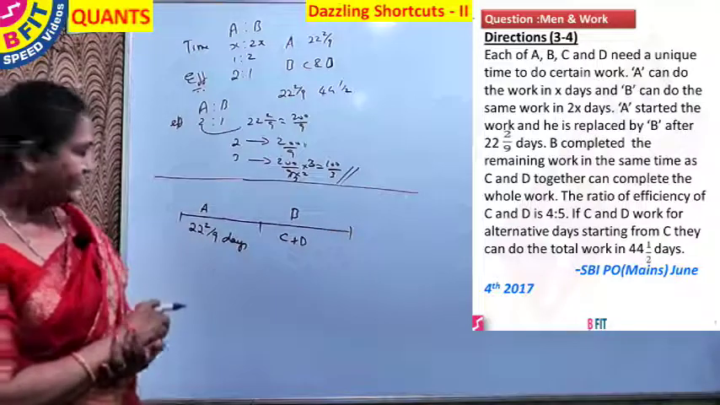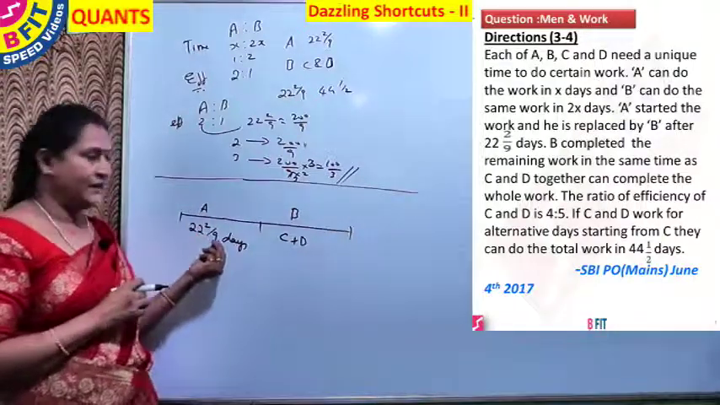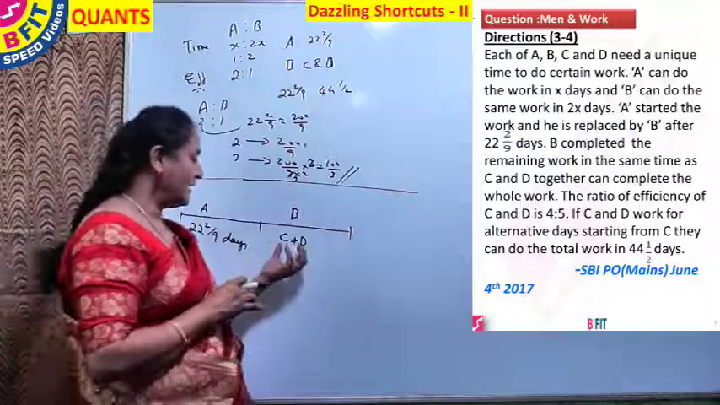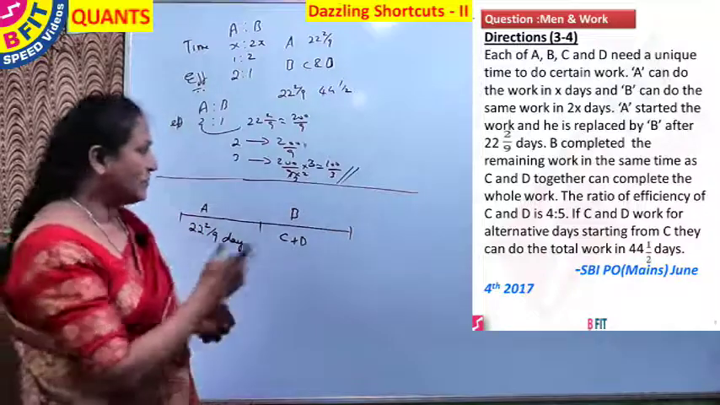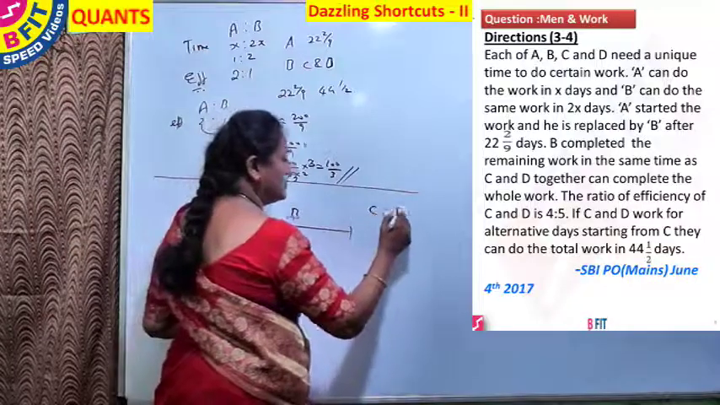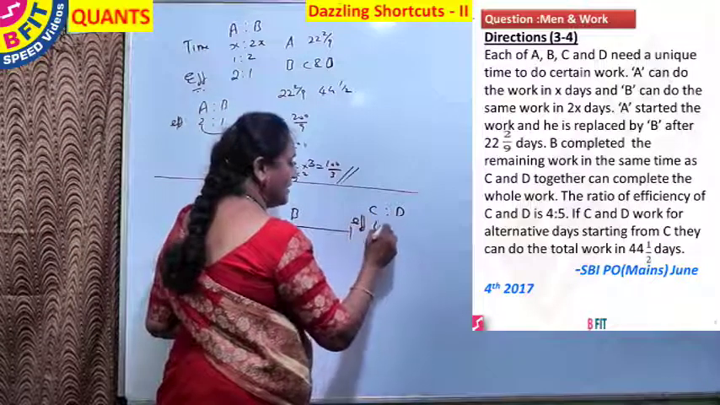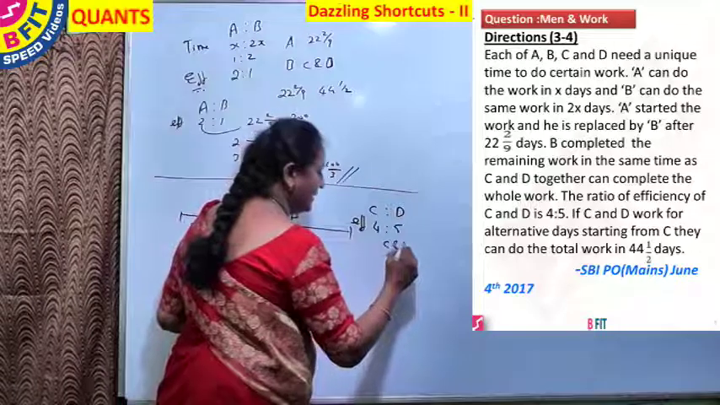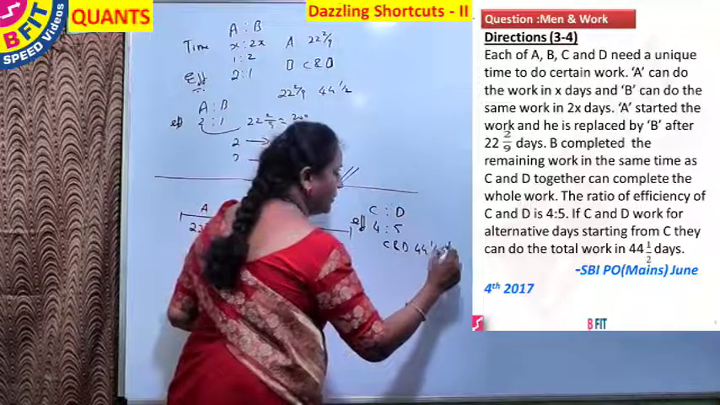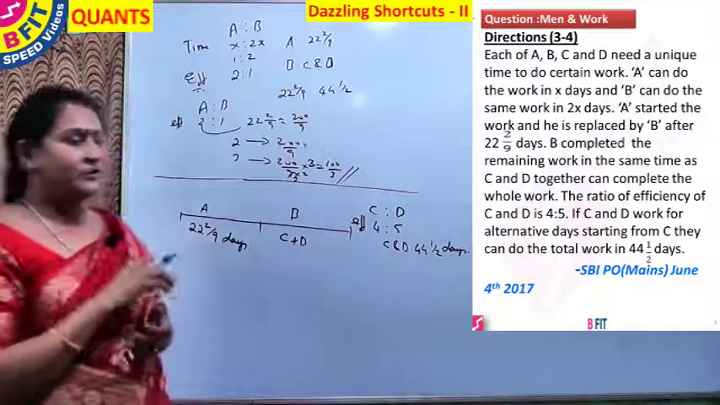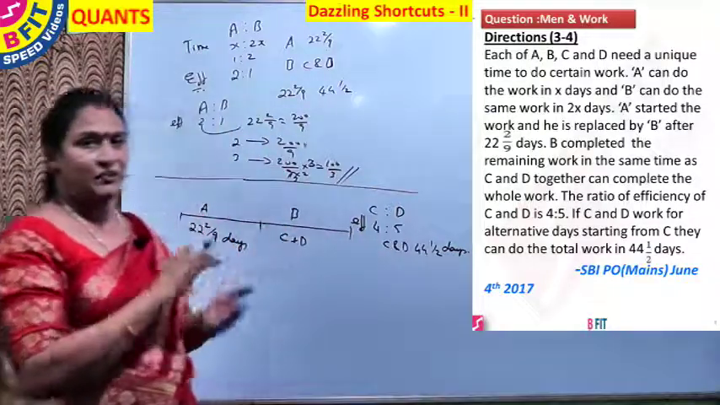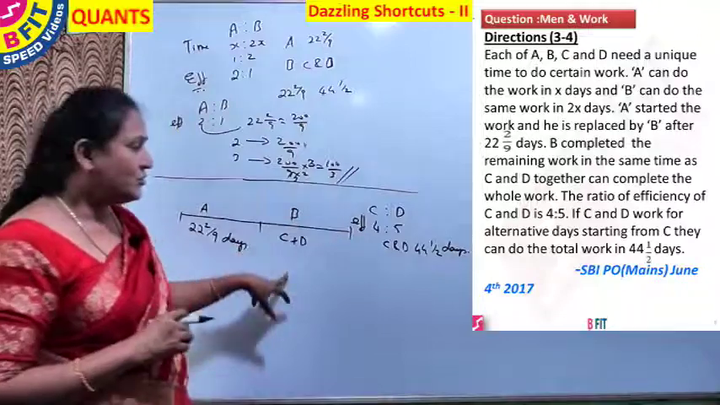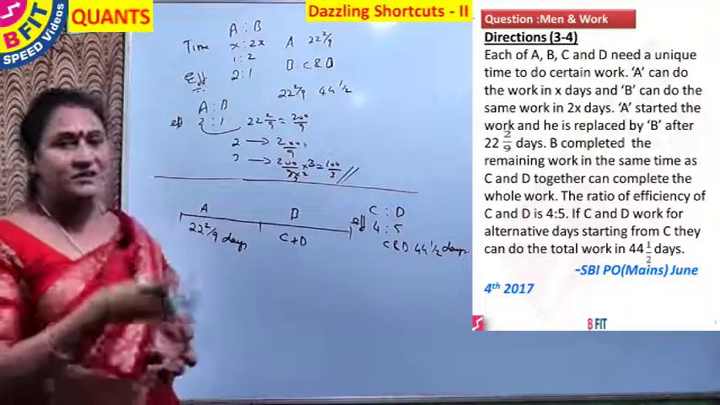Now we'll see the working. A has worked for 22 2/9 days and he is replaced by B. B completes the remaining work in the time taken by C and D working together. The efficiency of C to D is given as 4:5, and working alternately they take 44.5 days. Now we need to find the time taken when C and D work together. Where alternate is given and we need to find together, you need 5 or 6 steps to work it out.